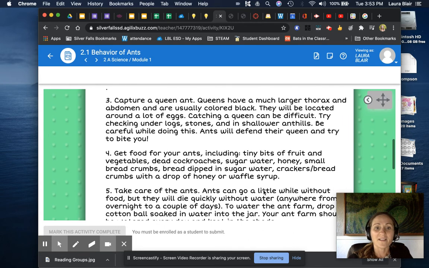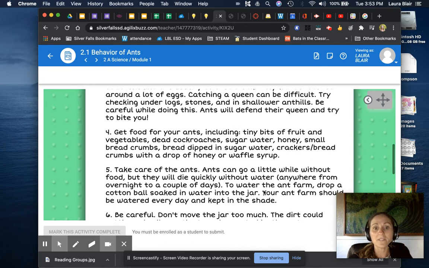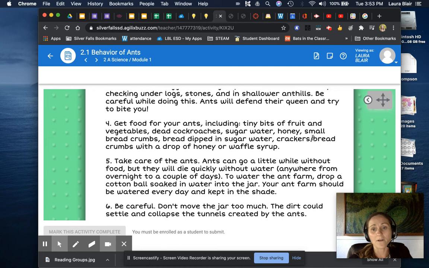Number 4, get food for your ants, including tiny bits of fruit, vegetables, dead cockroaches, sugar water, honey, small breadcrumbs, bread dipped in sugar water, crackers, breadcrumbs with a drop of honey, or waffle syrup. Take care of the ants.